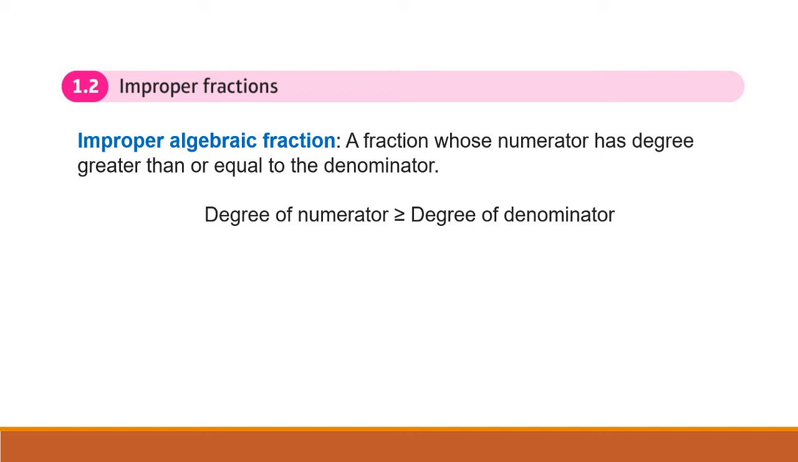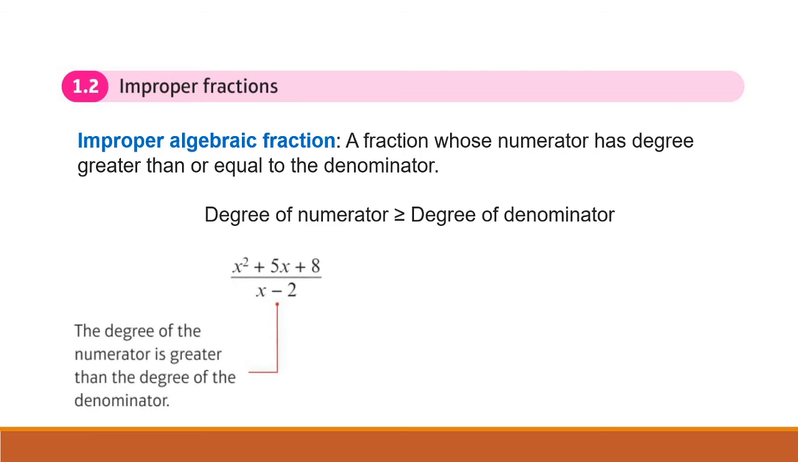So when we decide if an algebraic fraction is improper or not, we look for the highest power of the unknown in the numerator and the denominator. Now, if the highest power of the unknown in the numerator is greater than or equal to the highest power of the unknown in the denominator, then we can say that the fraction is improper. Now, look at the example here. X squared plus 5x plus 8 divided by x minus 2. Now, if you look at the highest power of x in the numerator, that's 2, and the highest power of x in the denominator is 1. So, that makes this an improper fraction.